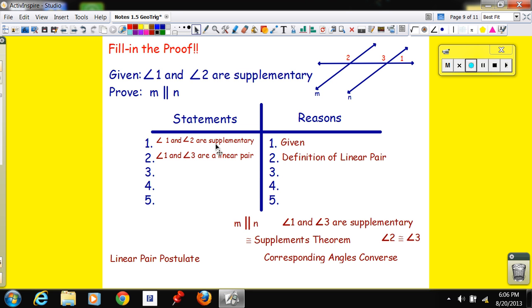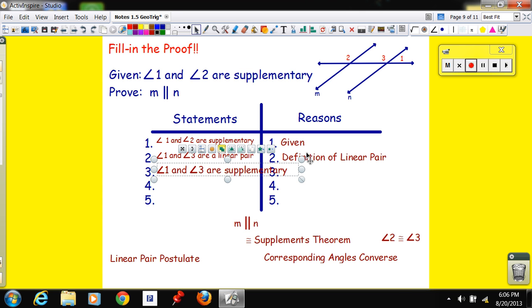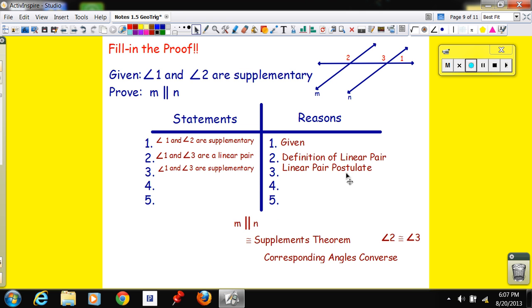Now, if these two angles are a linear pair, then we can definitely say they're supplementary. The definition of a linear pair is that they are a pair of angles that make a line. The fact that they make a line means they have to add up to 180 degrees, so they have to be supplementary. That's our linear pair postulate: since they're called a linear pair, we know they have to be supplementary. Angles in a linear pair are supplementary angles.